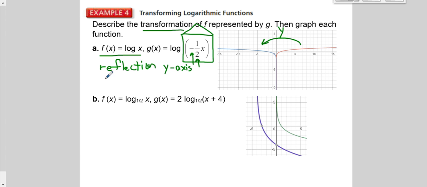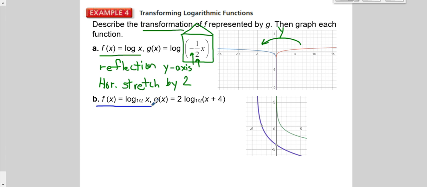And the 1/2. That is a horizontal. Flip it over. So 1/2, the reciprocal of that would be 2. So that's a horizontal stretch by 2. Or you could say by a factor of 2. We just keep it nice and short. Horizontal stretch by 2. All right, next one.